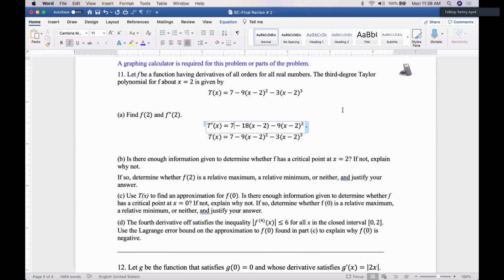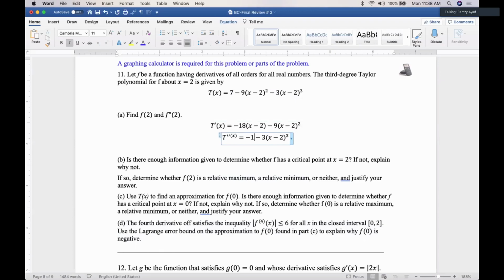First derivative, and nobody talk. Derivative of 7 is 0. That's the first derivative. Right? Right. Second derivative is, what's the derivative of that, which is negative 18 times the parentheses? Is negative 18. Then 2 times 9 is 18, and it's no exponent. Is that right? That's right.